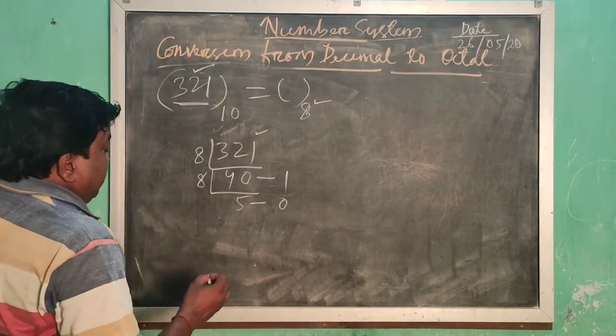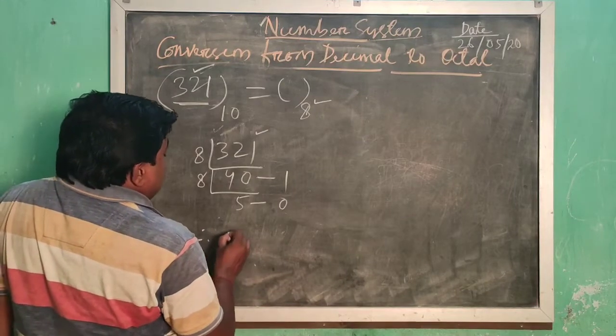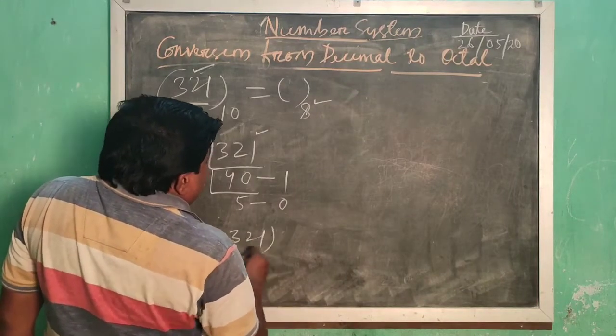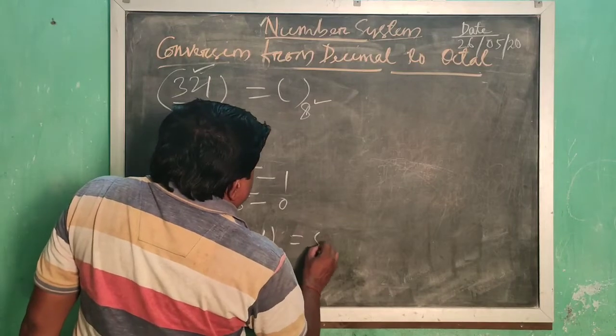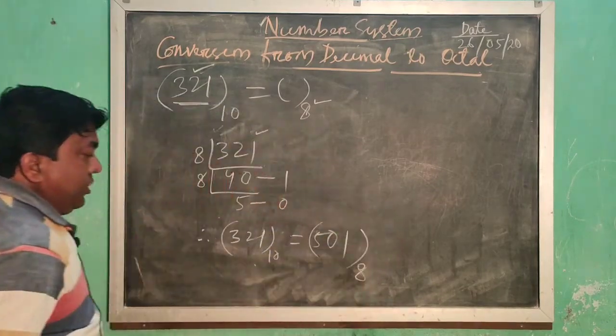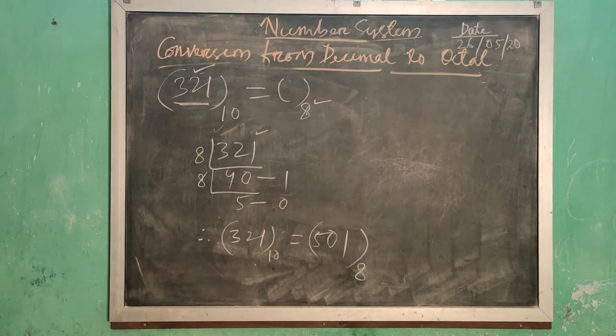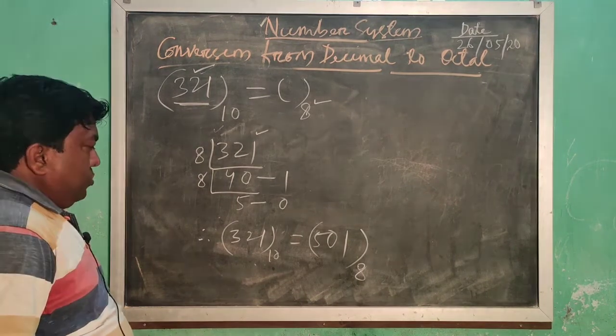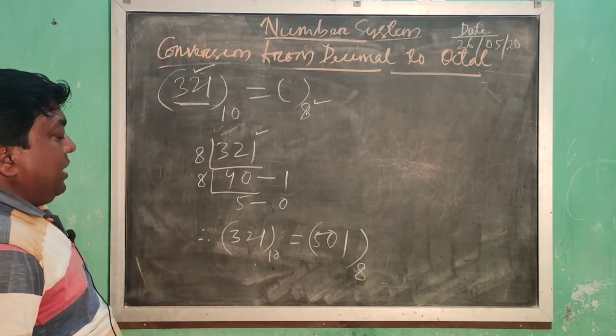Then output will be 321 base 10 equal to 501 base 8. Okay, all are able to understand? Hope this solution all are able to understand.